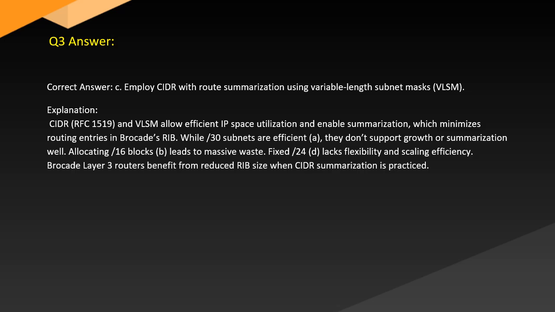Allocating /16 blocks, option B, leads to massive waste. Fixed /24, option D, lacks flexibility and scaling efficiency. Brocade Layer 3 routers benefit from reduced RIB size when CIDR summarization is practiced.